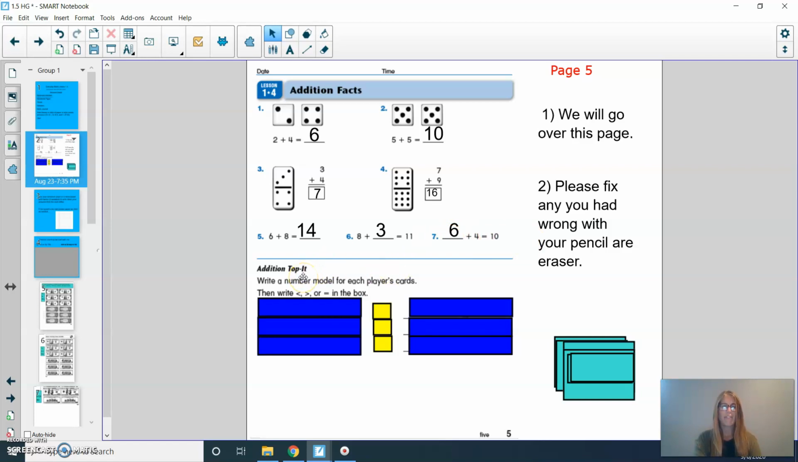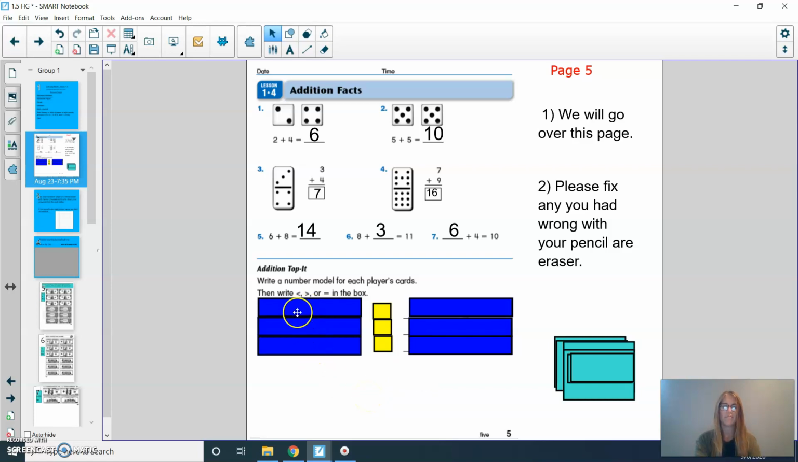For the bottom half, you were playing addition top it, and we were writing a number model for each player's cards. Then write less than, greater than, or equal to in the box. Now you will probably have completely different answers than me, and that's okay. You don't have to change any of yours. What I'll do is just show you what I had for these, and you can take a look at yours and make sure yours is similar. Different numbers, but still making sure that you are adding correctly and comparing with less than, greater than, or equal to correctly.